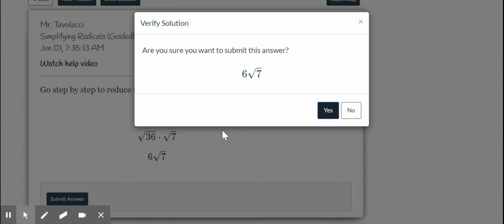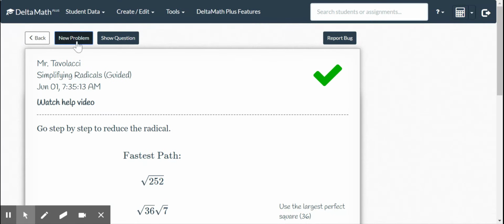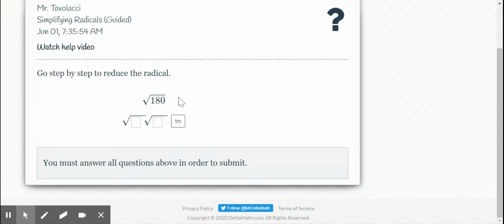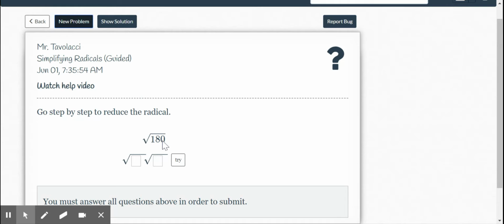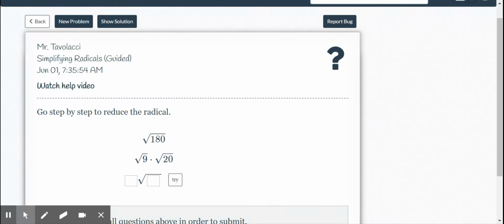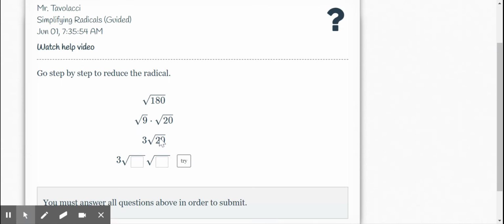All right, since we did that one already, I'm going to go do one more. 180. Okay, 180. We can clearly see that 18 would be divisible by 9, so I'm going to start with a 9. 9 times 20 would give us 180. Okay. Square root of 9 is going to be 3. That'll stay on the outside. Square root of 20 we can't take, so it stays underneath. So now that's looking good, but they're telling us that 20 can go further.